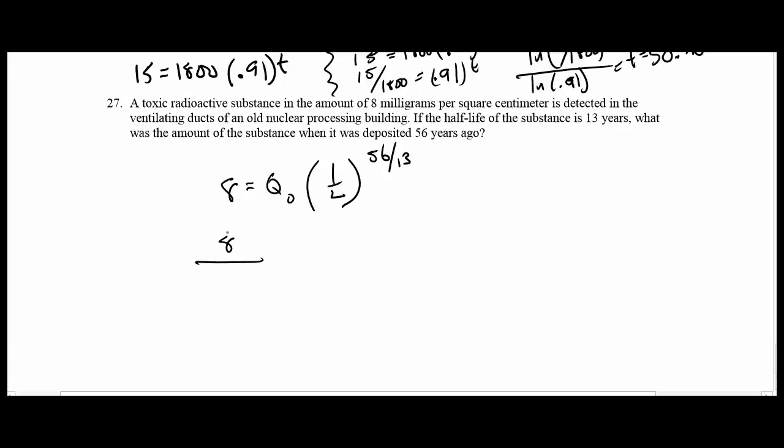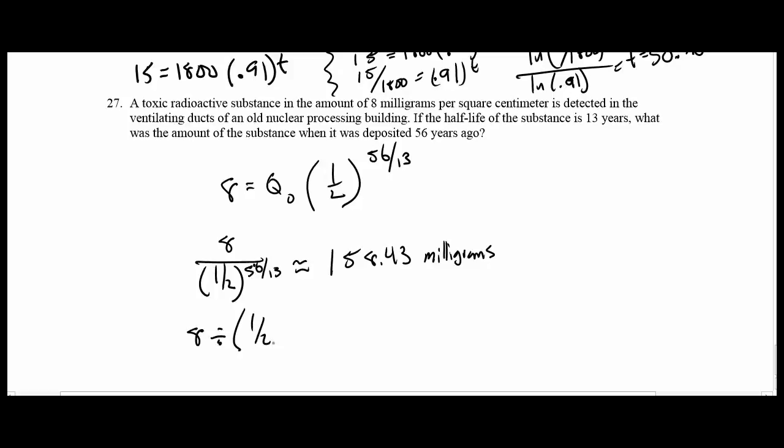So I want to take 8 and divide that by 1/2 to the 56 over 13, which, if you type that in correctly, should be 158.43 milligrams. Now for calculator help, it would be 8 divided by parentheses 1 divided by 2 close parentheses, caret, 56 over 13, which should give you 158.43.